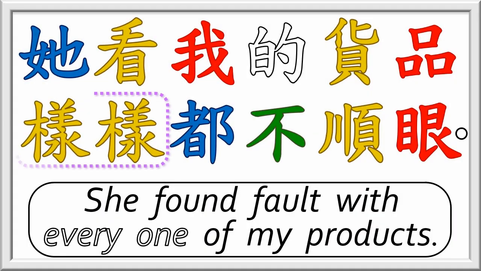We've seen before that doubling a character is a form of emphasis. So, 样样 means each and every one of something. 他看我的货品样样都不顺眼. She found fault with every one of my products. Remember that 顺眼 means easy on the eye, pleasant to look at. So its opposite, 看不顺眼, would naturally mean displeased when looking at someone or something.